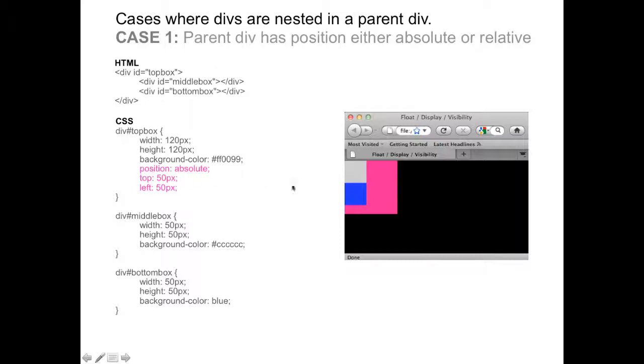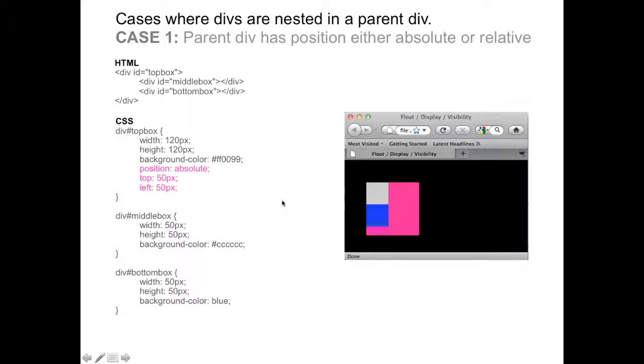We are giving the parent top box, the fuchsia box, a position absolute, and we are asking it to move 50 pixels from the top and 50 pixels from the left. Let's see what happens. Okay, it moves as of this point, and it takes its children with it naturally, because the children move with the parent.